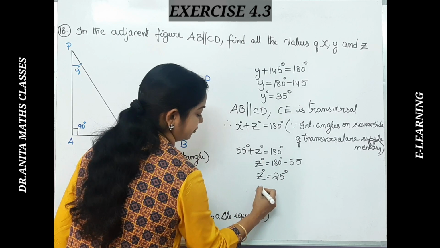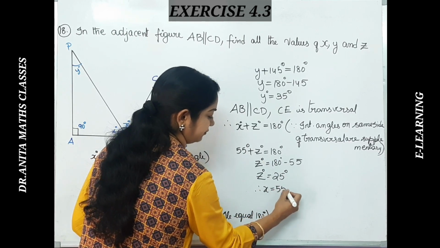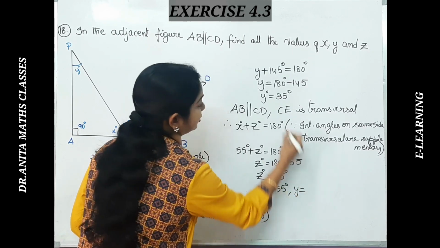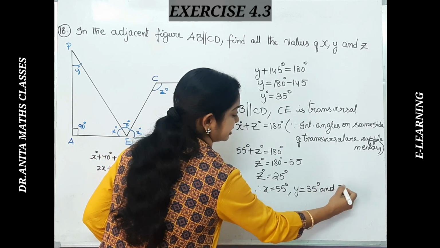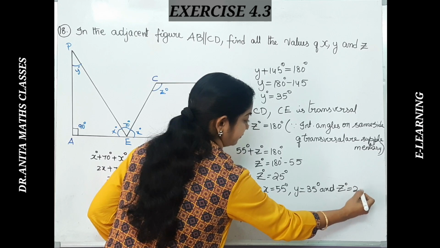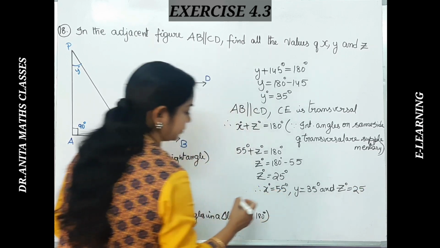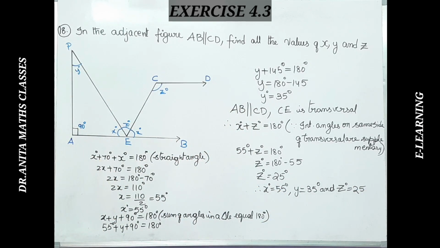So, therefore, x is 55, y value is 35 and z angle is 125 degrees. We found all the angles. Pause it and note it down.